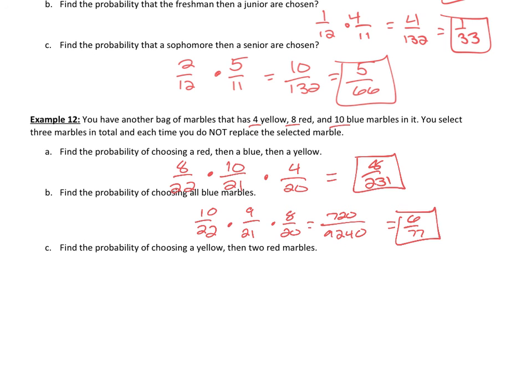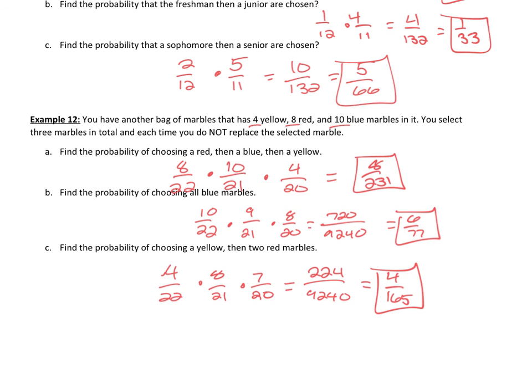If we look at choosing a yellow, that's 4 out of 22. And then 2 red, that means the next one would be 8 out of 21. But if we get red, that will also drop one out there. So that would leave us with times 7 over 20. So again, let's multiply these up, which looks like that would simplify down to a 4 in 165 chance.